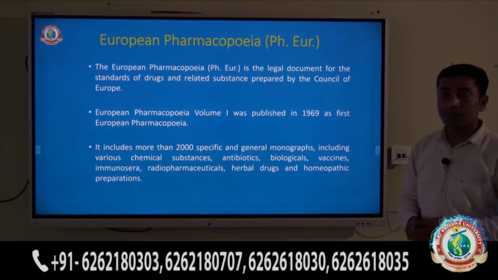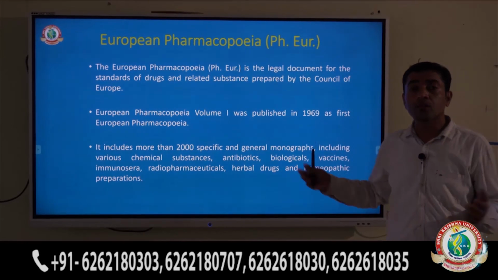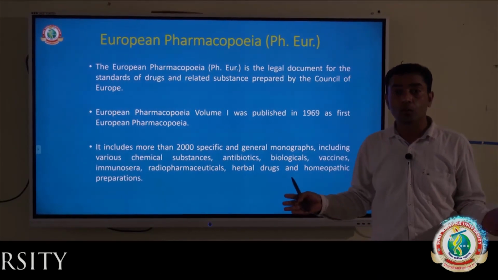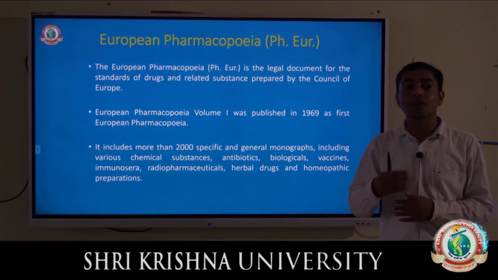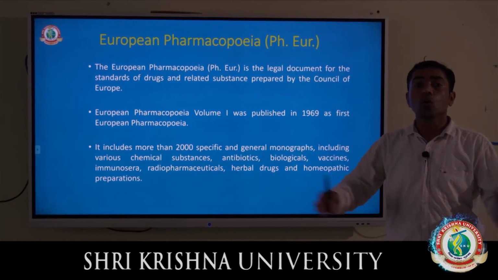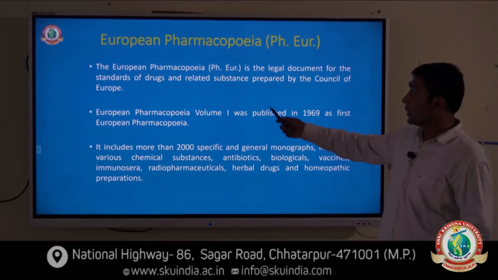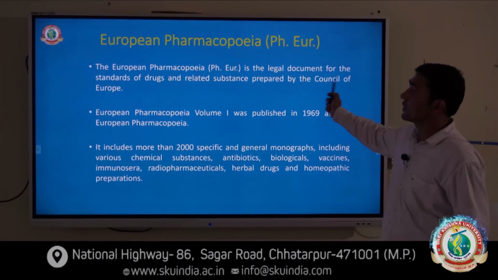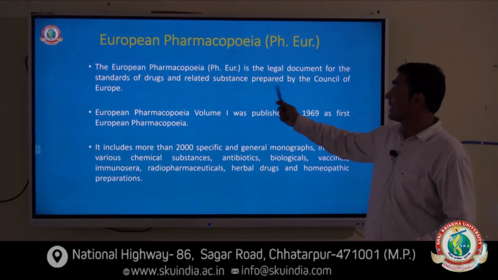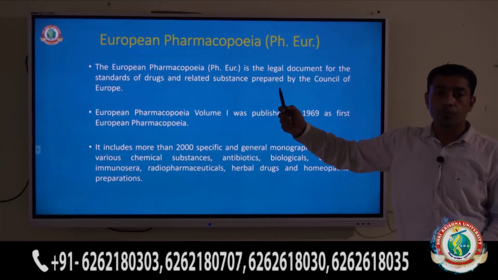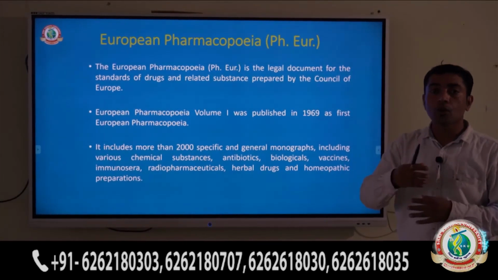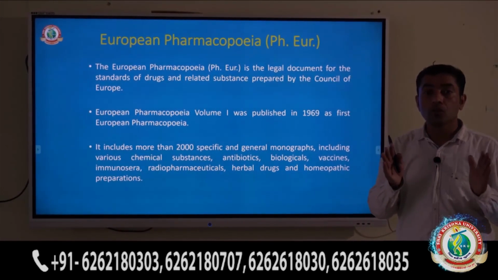European Pharmacopoeia, as the term indicates, is valid for the whole of Europe. It is a regional Pharmacopoeia, it is not the national Pharmacopoeia, it is not the international Pharmacopoeia, it is the regional Pharmacopoeia that is valid for the whole of Europe. So the European Pharmacopoeia is the legal document for the standards of drugs and related substances prepared by the Council of Europe.